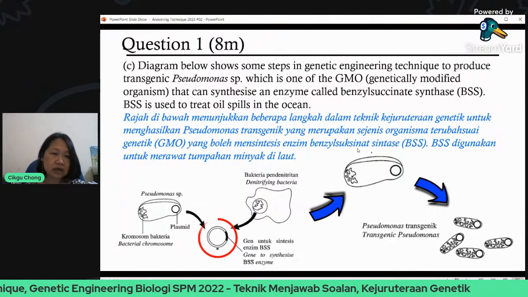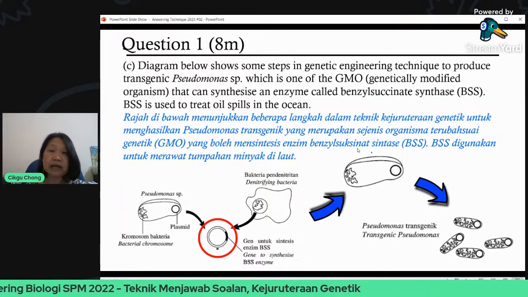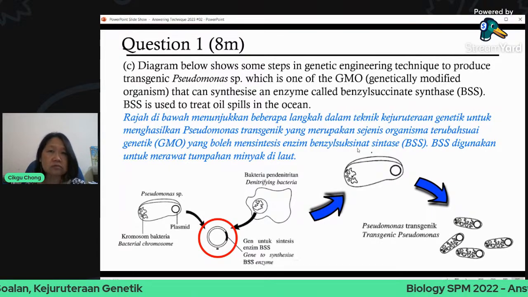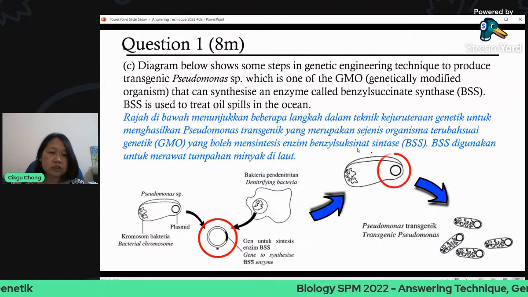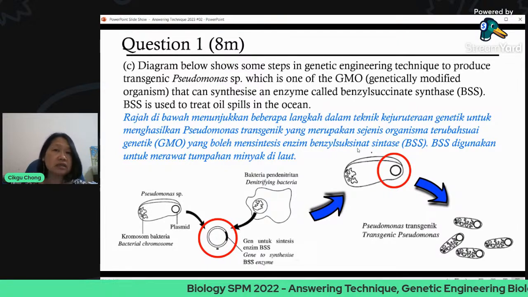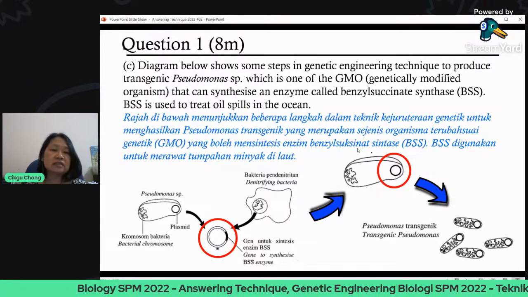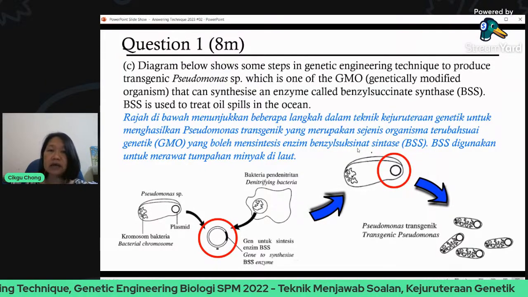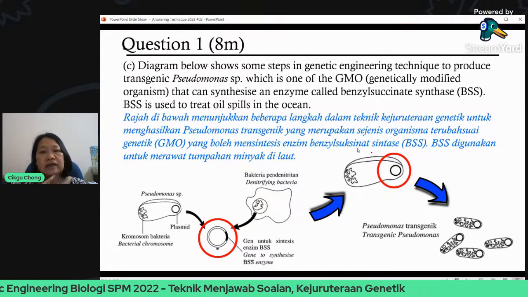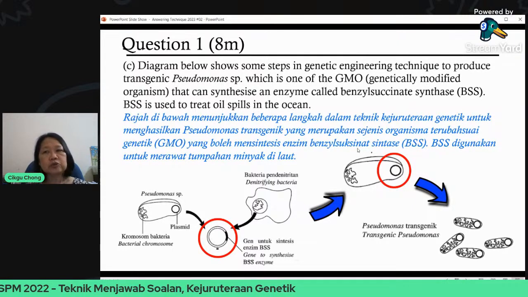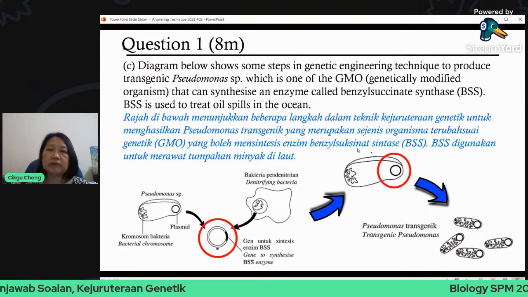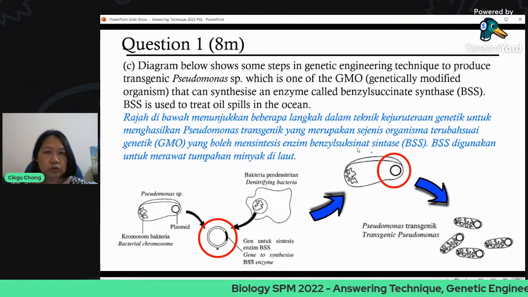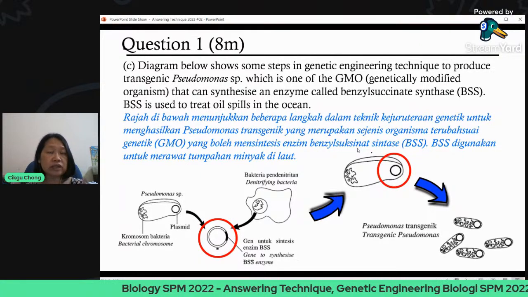Okay, so you see here, pay attention to all these things. This is actually the plasmid. Plasmid is the circular DNA from the bacteria. So you pick it out, and then you splice or put in the code, the gene, that can synthesize this enzyme that you call BSS, benzyl succinate synthase. After that, you put it back into the bacteria, and then you allow the bacteria to multiply. So you're doing something to the bacteria to increase the number because you want to produce this enzyme in huge quantity. Menghasilkan enzim dalam kuantiti yang banyak.